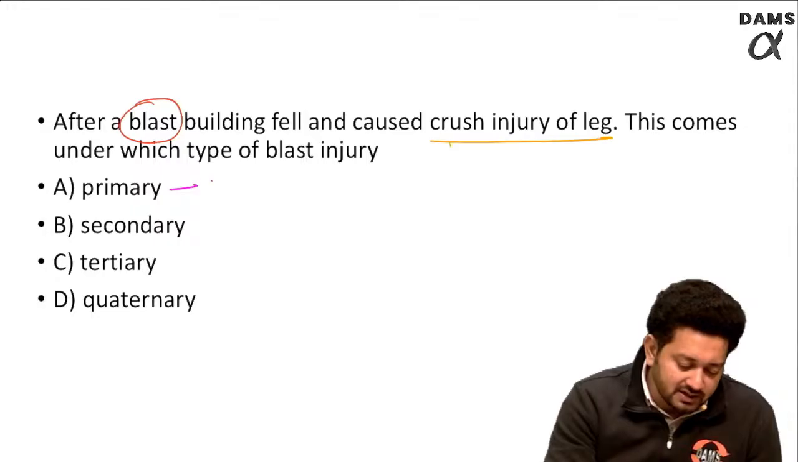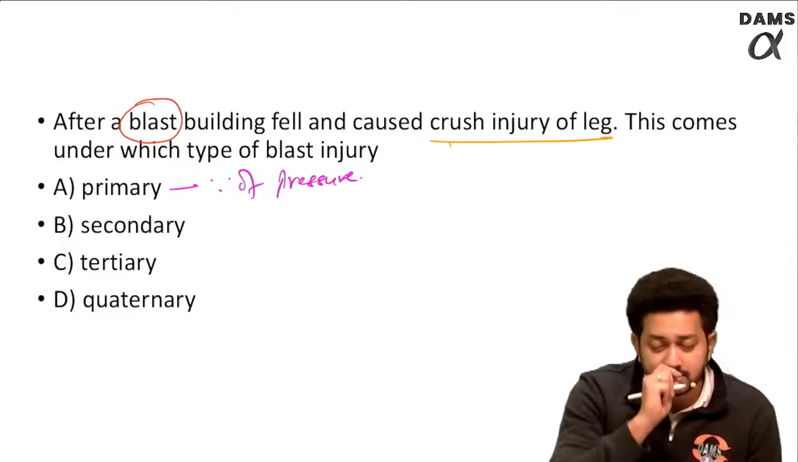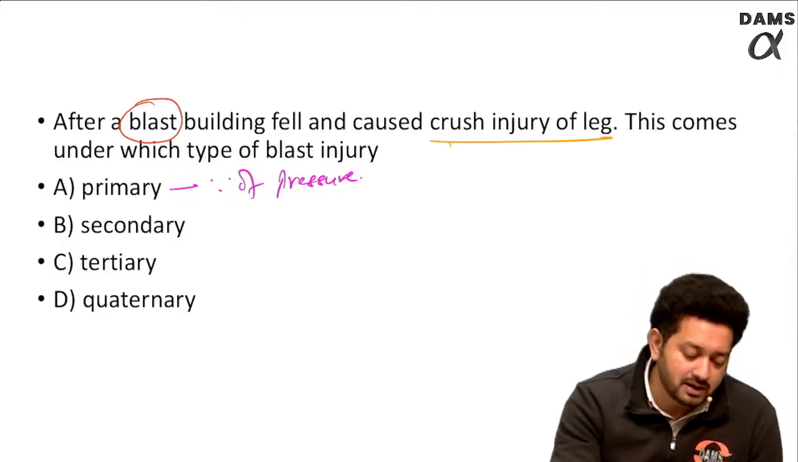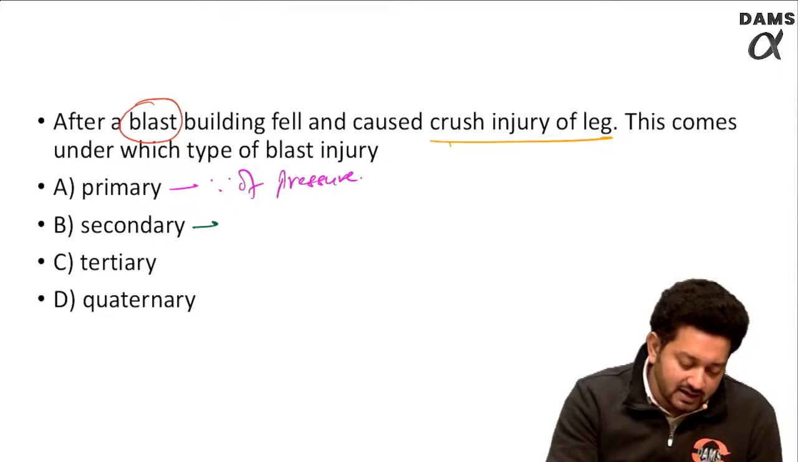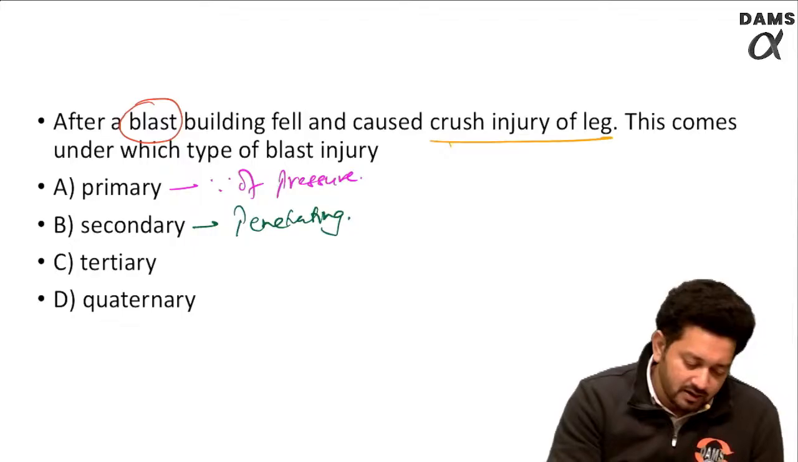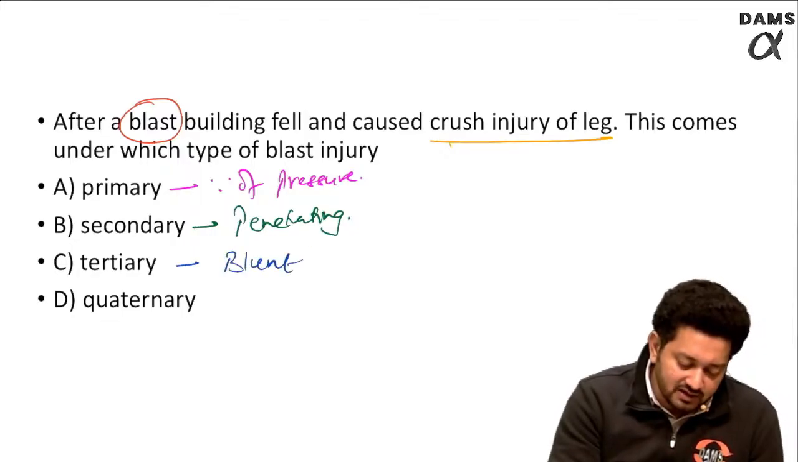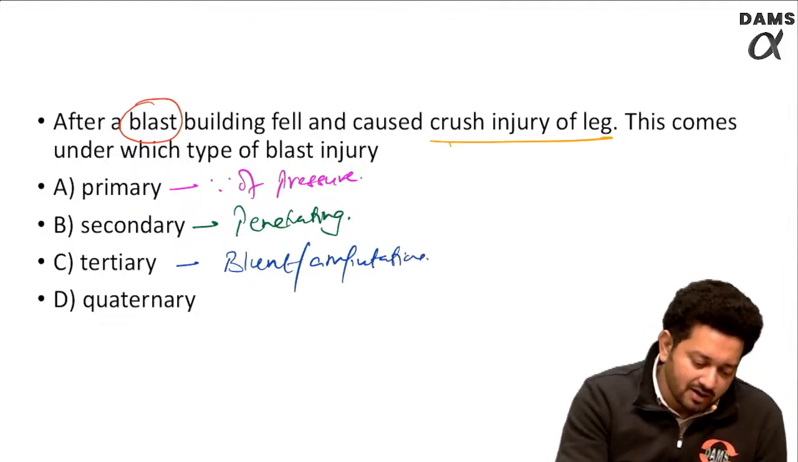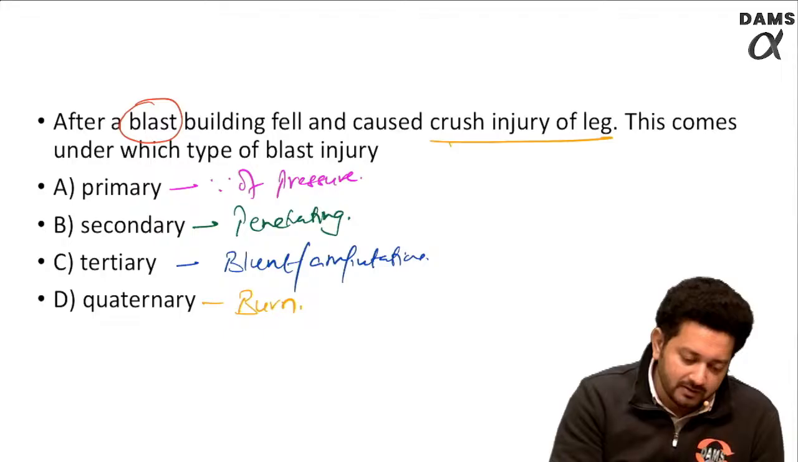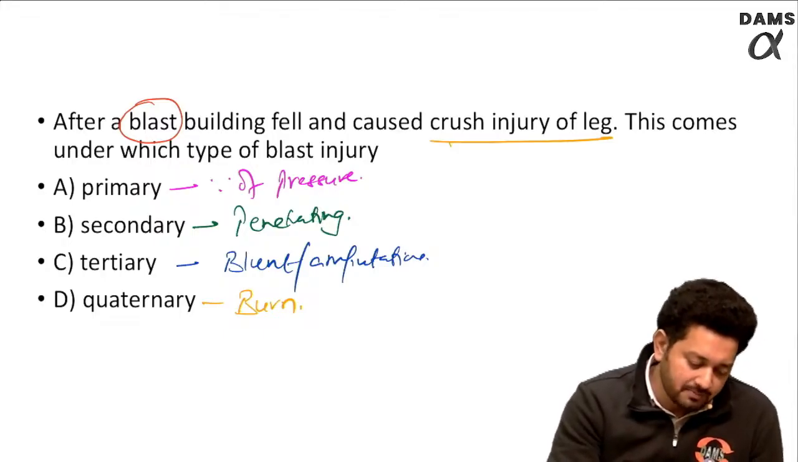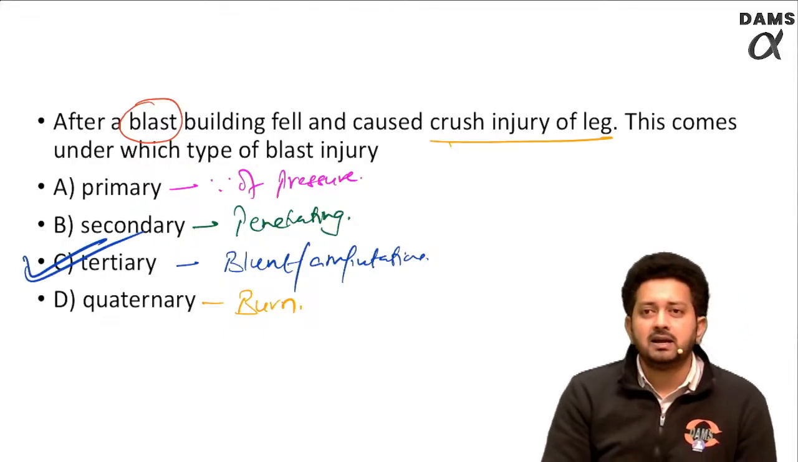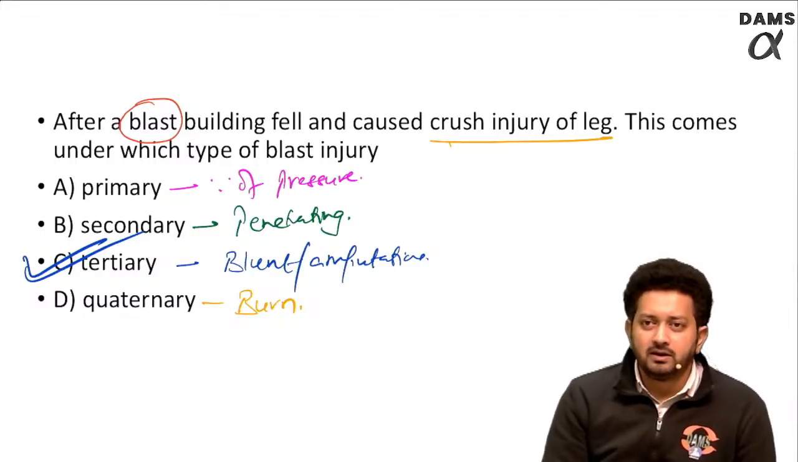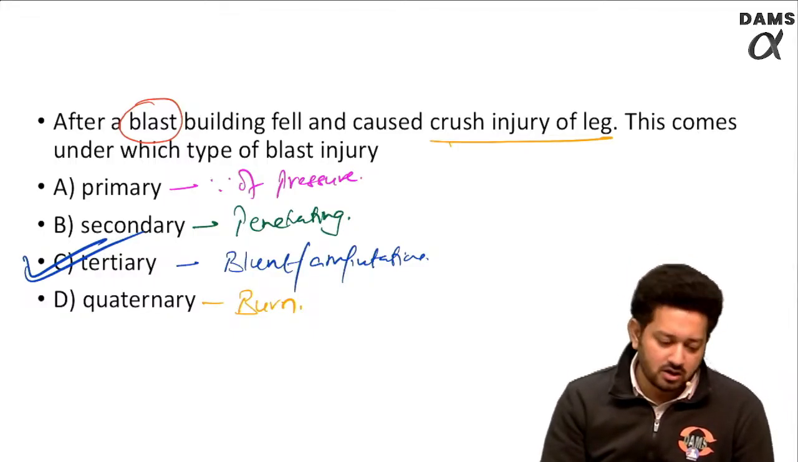See, primary blast injury is because of the pressure. Because of the overpressure, the air expands and there can be injury to the tympanic membrane, lung, intestine. Secondary is all the penetrating injury. Tertiary is the blunt injuries or the amputations. And quaternary is because of the burn. Okay, so this question typically says that it was a tertiary type of injury. Tertiary. Okay, there were two questions on the blast.